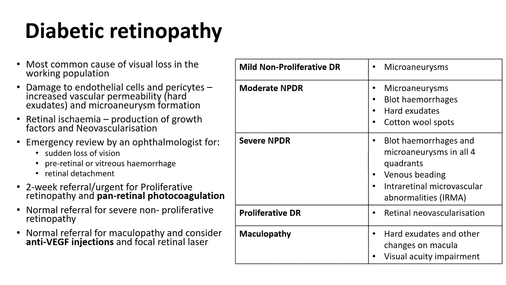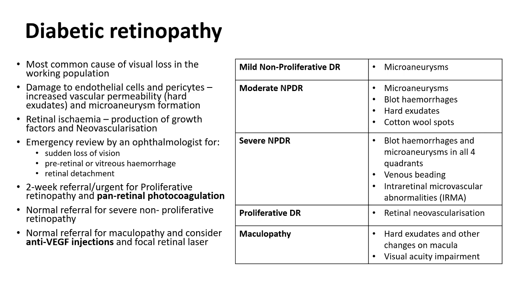Hyperglycemia causes damage to the endothelial cells of the retina and the pericytes. Endothelial dysfunction leads to increased vascular permeability, which then causes the characteristic exudates seen on the fundoscopy. Pericyte dysfunction predisposes to the formation of microaneurysms. Neovascularization is thought to be caused by the production of growth factors in response to retinal ischemia.